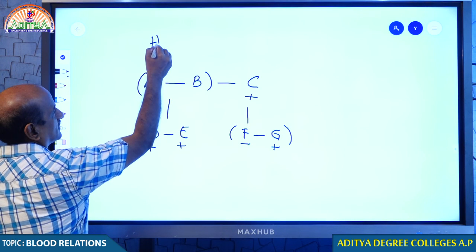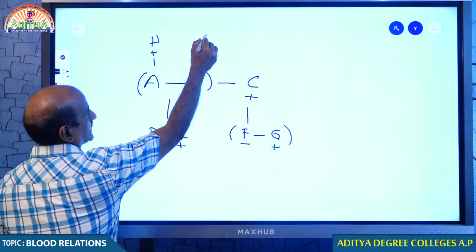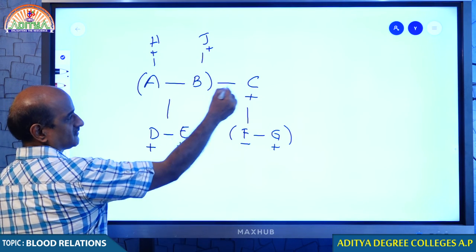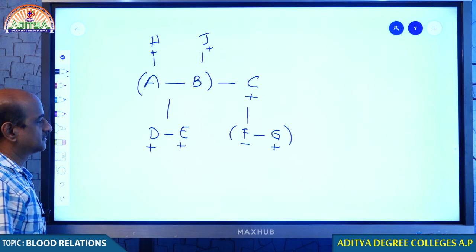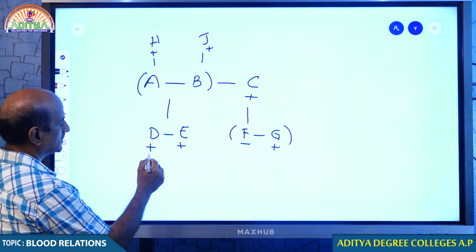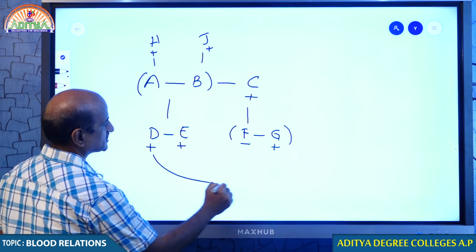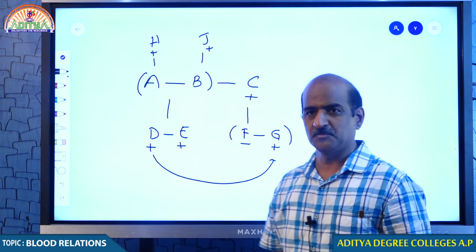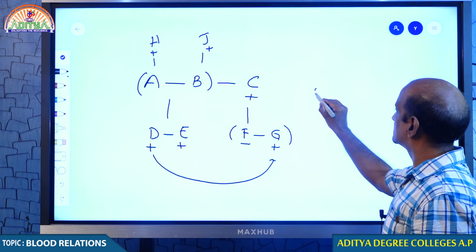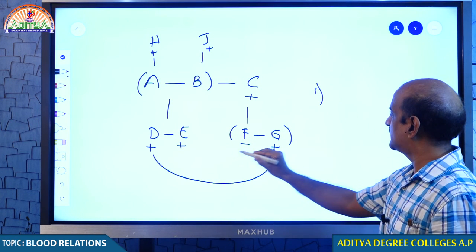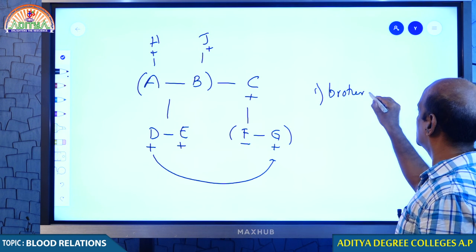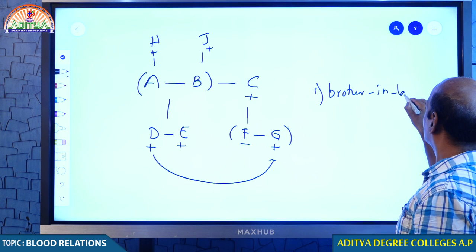H is father of A and J is father of B. B's father means father of B and C, that is for sure. My question to you: how is D related to G? Many of you say brother-in-law.